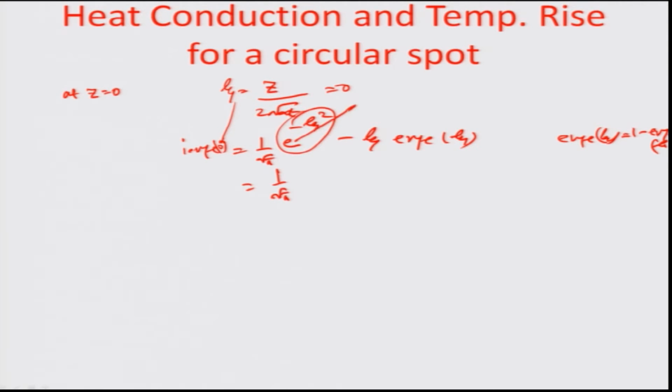So, this value, corresponding to this 0 value of zeta, comes out to be 1 by root pi. This term eliminates away, this is 1, and this is 0 times the error function of zeta, so that eliminates away. So, we are actually left with only one term here corresponding to Z equal to 0, which is 1 by root pi, or root pi inverse.